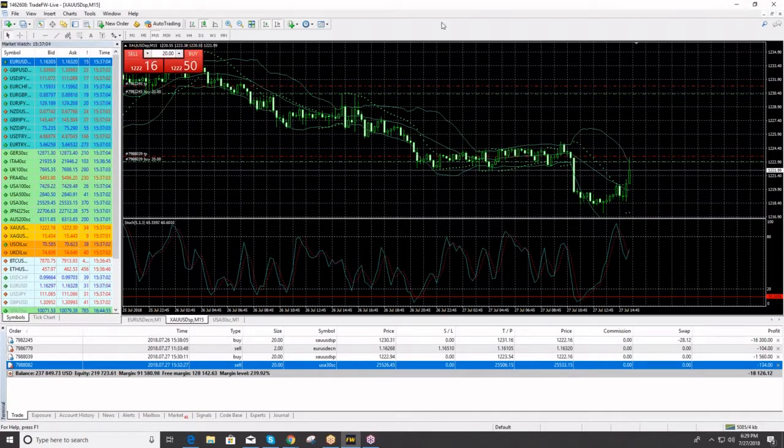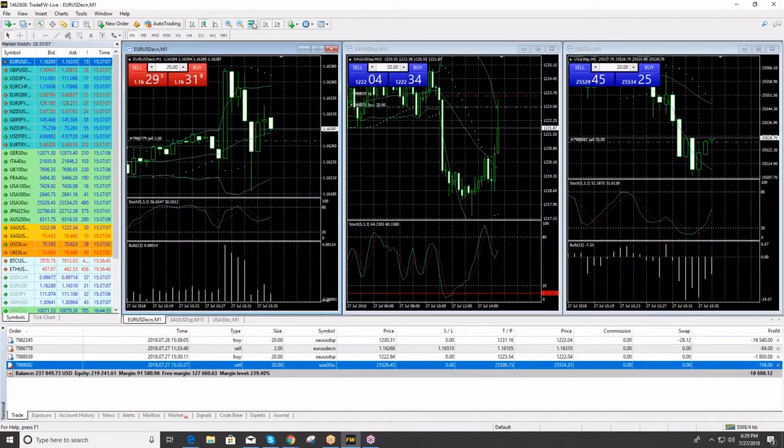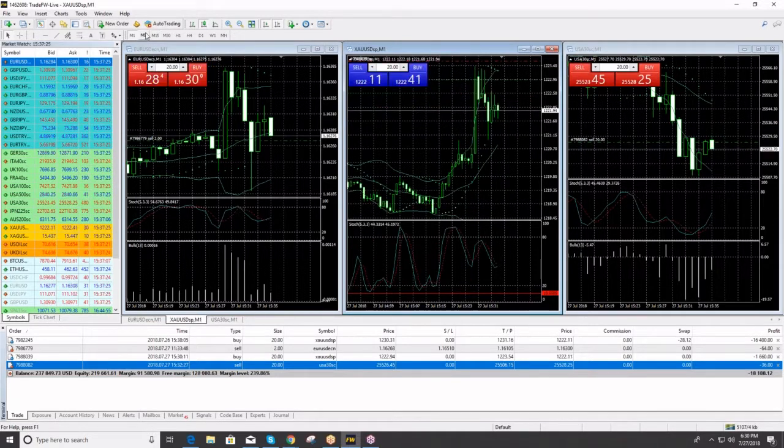We want to make some extra money here during the announcement. Look at the 1 minute chart of Euro USD and the 1 minute chart of gold. They are almost the same picture. Almost the same picture, guys. Very, very interesting.